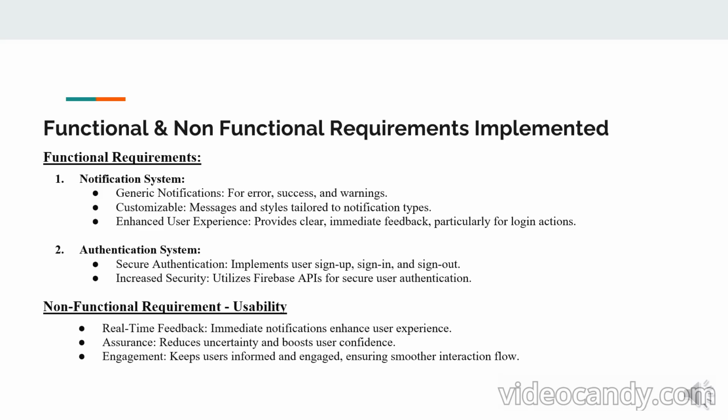Coming to the functional and non-functional requirements that we have implemented in this open source software. In functional requirements, we have implemented notification system and also authentication system. Firstly, in the notification system, we have designed it to handle a variety of scenarios with three main types of notifications: error, success, and warnings.